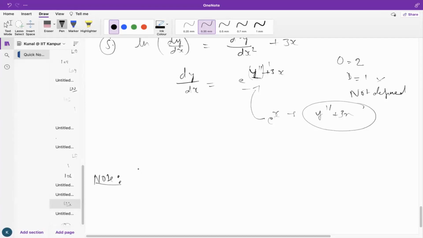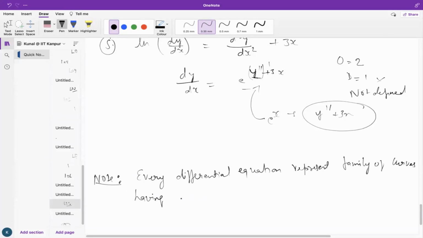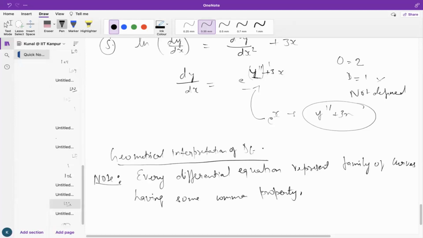So the noted point is: every differential equation represents a family of curves having some common property. So this is the geometrical interpretation of a differential equation. I think this will be clear to you. Basically ये एक family of curves को represent करती है जिसमें कुछ चीजें common property होती हैं.